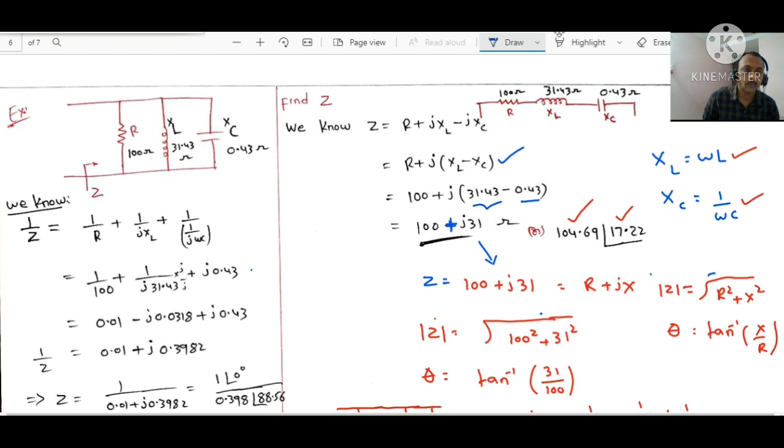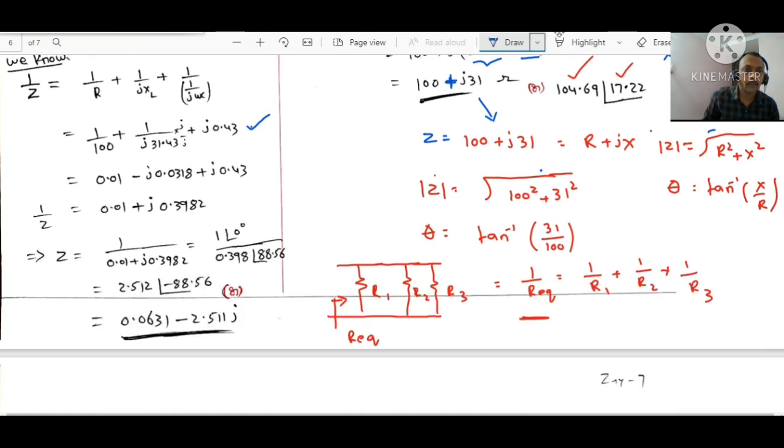Just you substitute. 1 by j is there. You multiply into j by j. j square, minus 1 you will get. Of course, this j omega C goes upward, right? Plus j0.43. Just for inductor, into j by j we take. That is enough. Once you got 1 by Z, now convert it into Z. This is what you will get as the 1 by Z. So Z equal to 1 divided by that one.